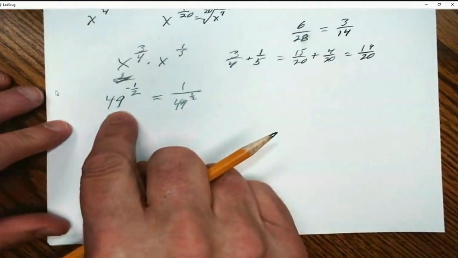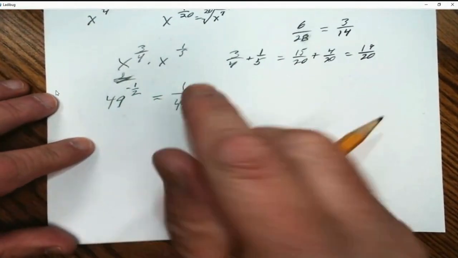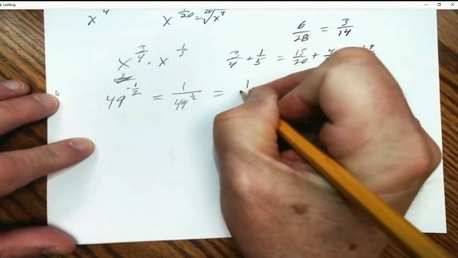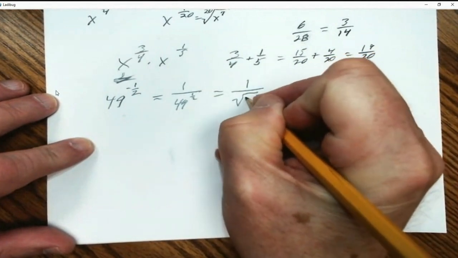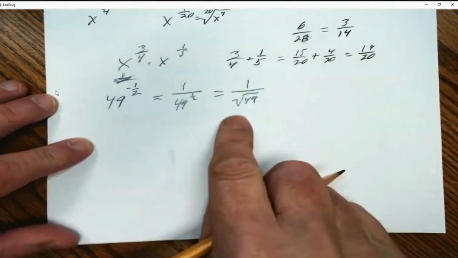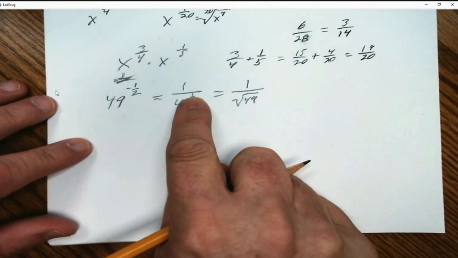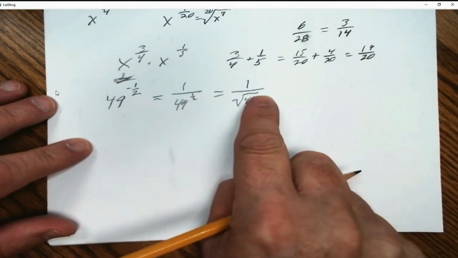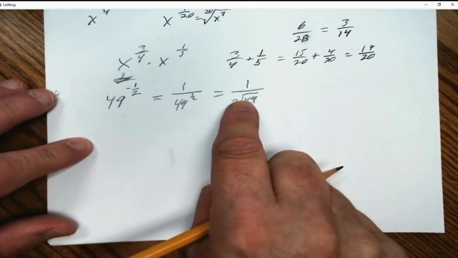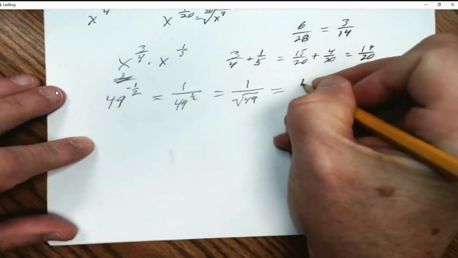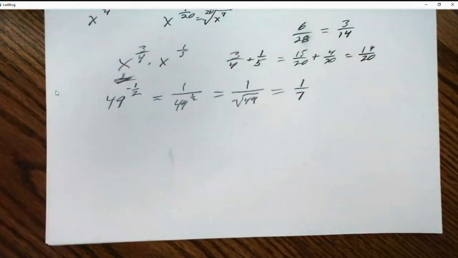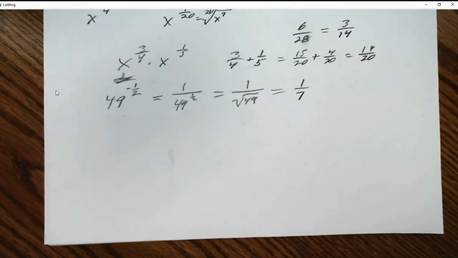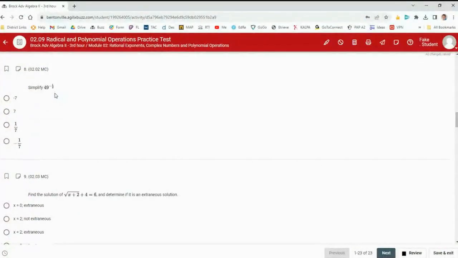This is by itself. So anything to the 1/2 power is the same thing as 1 over the square root of 49. Because with the 1/2 power, 1 is the power, so 49 to the first power, and the 2 goes outside as the square root. So this is the same thing as 1 over 7. So we're just looking for 1/7. And there it is, 1/7. That's what 49 to the negative 1/2 power is.